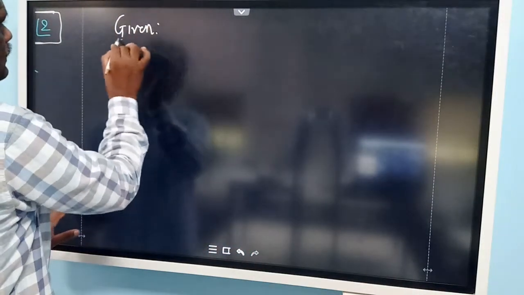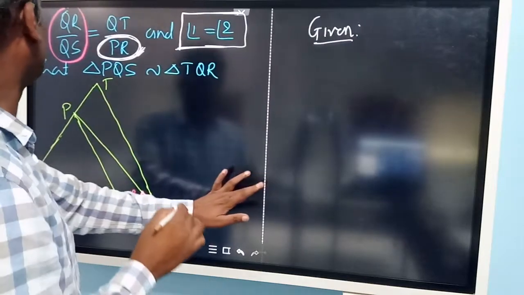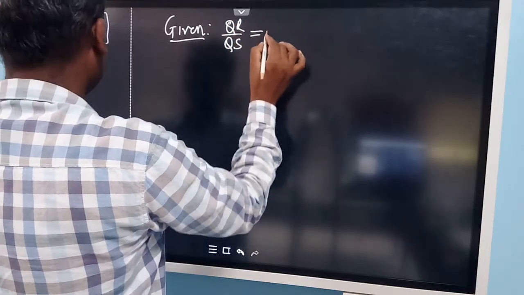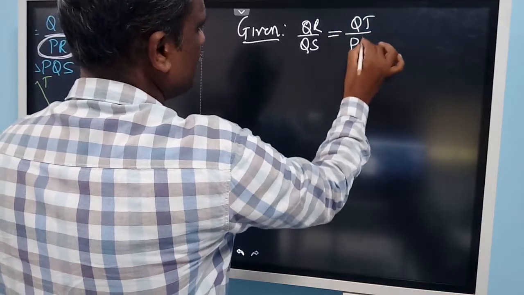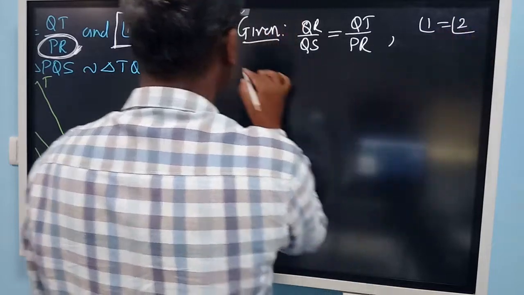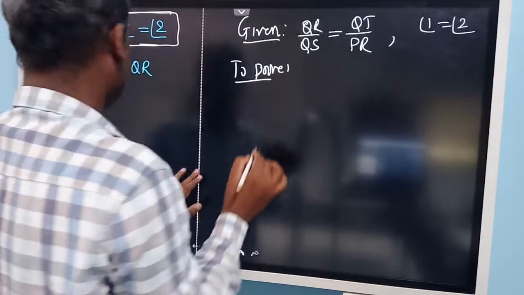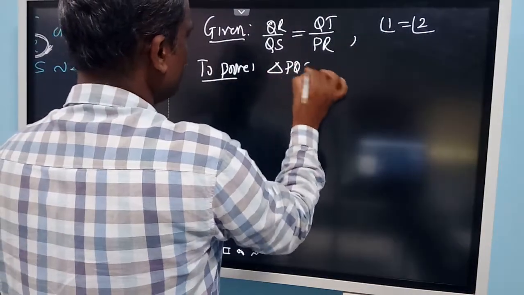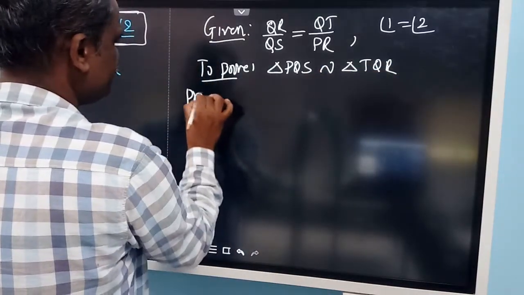Given. So in the question, what is given? Let us write first. QR by QS is equal to QT by PR, and again, angle 1 is equal to angle 2. We need to prove that triangle PQS is similar to triangle PQR. Proof.